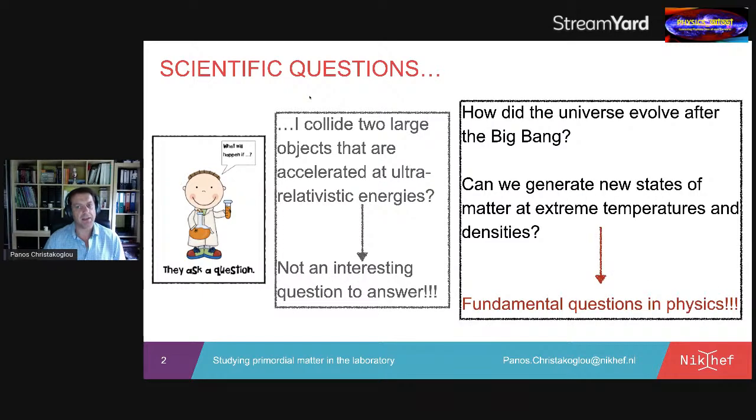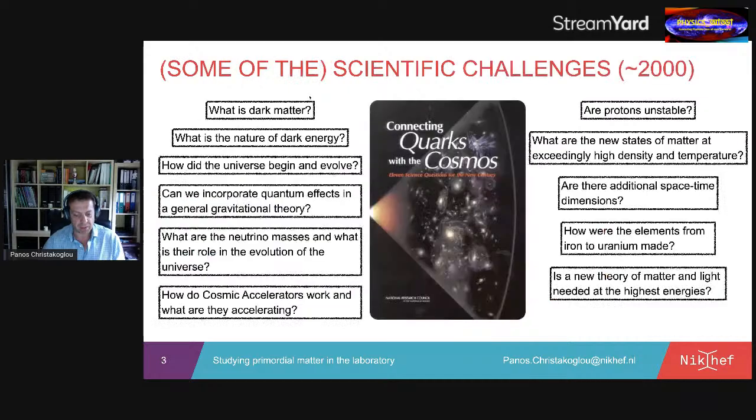On the other hand, one could ask the question: how did the universe evolve after the Big Bang? Can we generate new states of matter at extreme temperatures and densities? These are two fundamental questions in physics that we try to answer with our research. The fundamental question we try to address in this field is related to how matter behaves at extreme conditions of energy density and temperature.